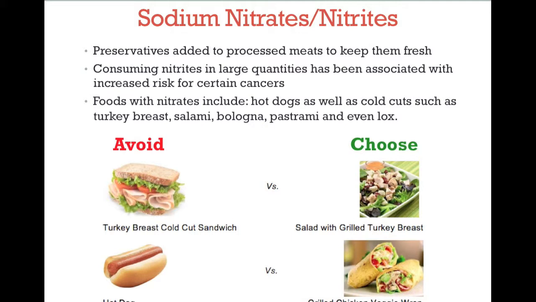So, which foods have sodium nitrates? Hot dogs, any processed deli meat, as well as cold cuts, turkey breast, salami, bologna, pastrami, and even smoked salmon like lox tend to have sodium nitrates added to them. It is best to avoid or limit these foods, especially during lunchtime. So if you are offered a turkey breast sandwich or a hot dog, it might be a better option to choose a food that does not contain nitrates, such as grilled turkey breast or grilled chicken.